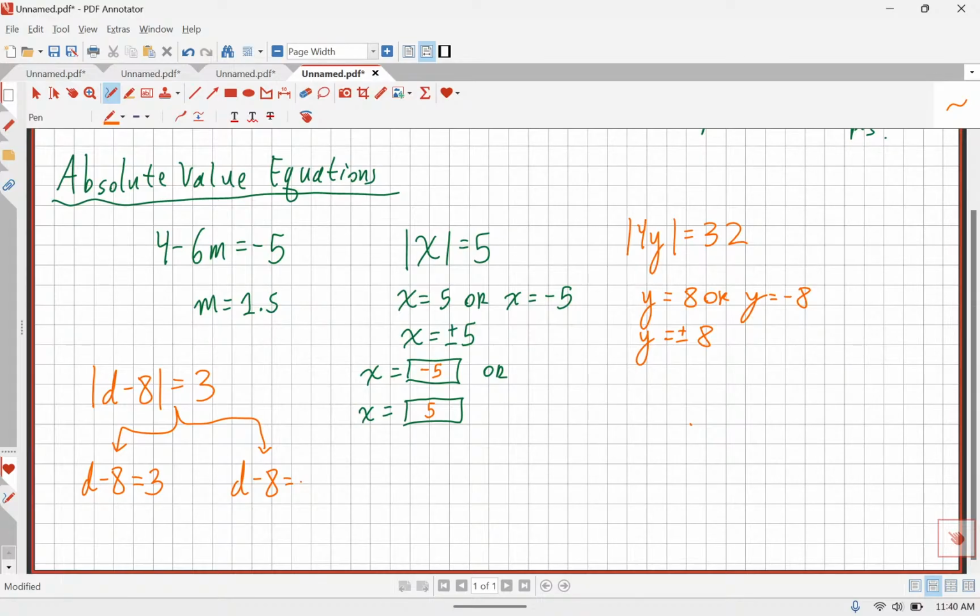Yeah, that's right. Beautiful. This stuff on the inside might be equal to 3, because if it's equal to 3, the absolute value of 3 is 3. But the stuff on the inside might also be equal to negative 3, because the absolute value of negative 3 is 3. So if we solve these two equations separately, D equals 11, or D equals 5.